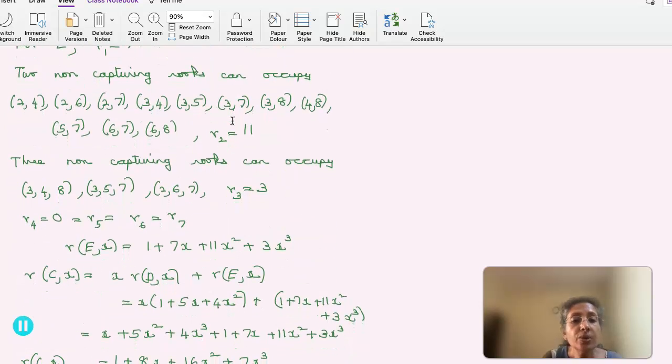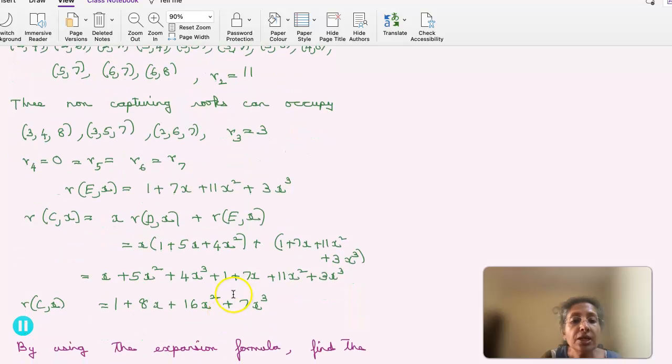So R_E(x) will be 1 plus 7x plus 11x squared plus 3x cubed. And again when you substitute into R_C(x) is x R_D(x) plus R_E(x) and substitute these values, you will get 1 plus 8x plus 16x squared plus 7x cubed. This is the expansion formula here.